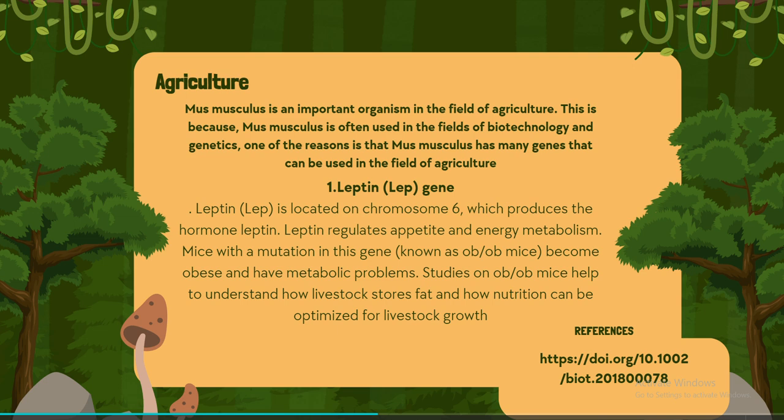One of the genes is the leptin, Lep, gene. The Lep gene is located on chromosome 6 and produces the hormone leptin. Leptin regulates appetite and energy metabolism. Mice with a mutation in this gene, known as ob mice, become obese and have metabolic problems. The study of ob mice helped to understand how livestock store fat and how nutrition can be optimized for livestock growth.